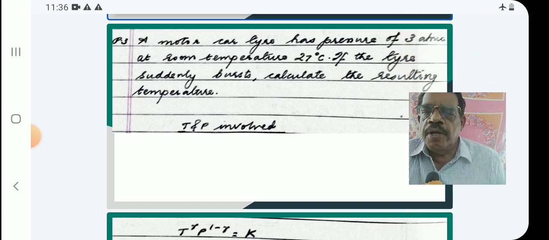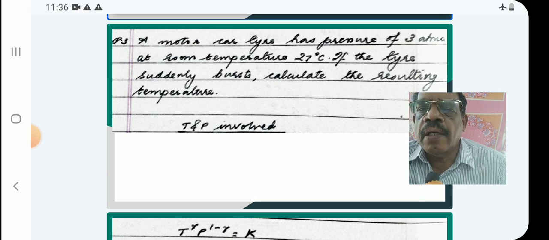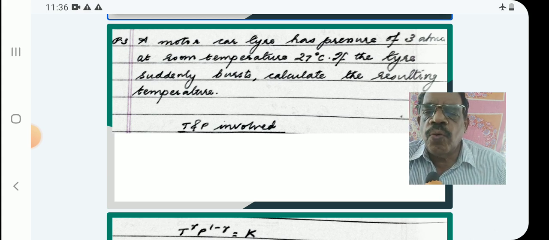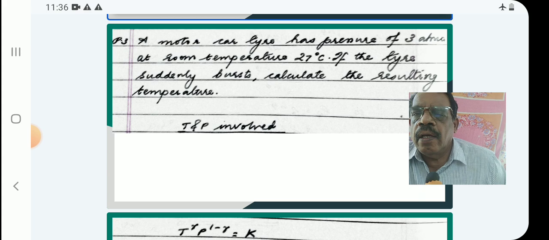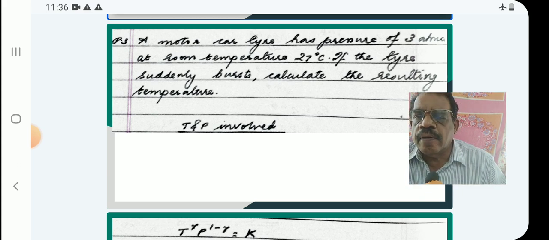Next question, very important question, repeated several times. A motor car tire has a pressure of 3 atmosphere at room temperature 27 degrees Celsius. If the tire suddenly bursts, calculate the resulting temperature.